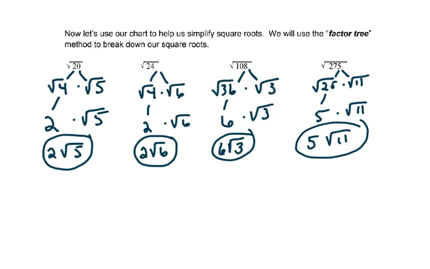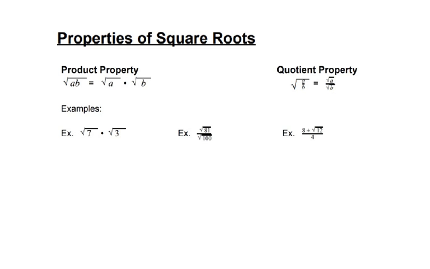All right? So that's the method, the factor tree method, we're going to use for breaking down square roots. All right, let's take a look at what we're going to use those for. First of all, we got a couple properties we need to talk about. When you multiply two numbers together underneath the square root, you can actually split those up separately into the square root of a times the square root of b. We'll see how this is going to help us later on.